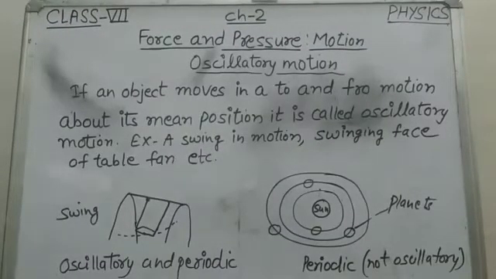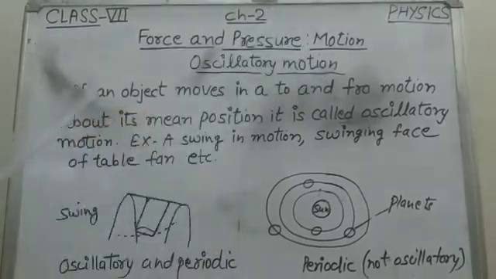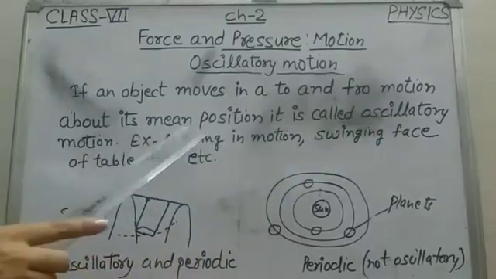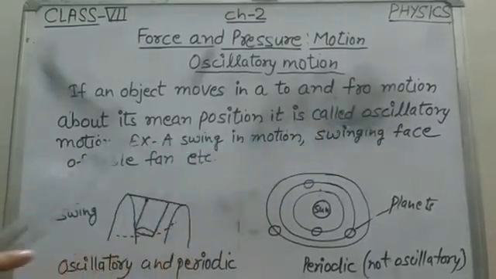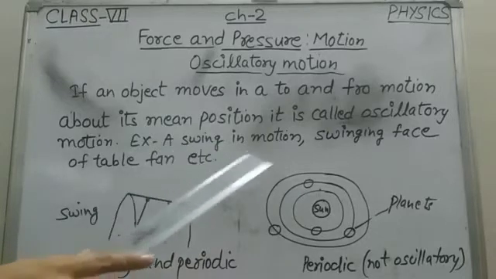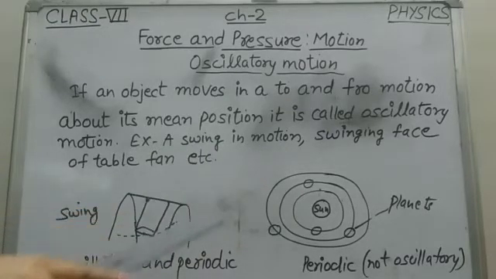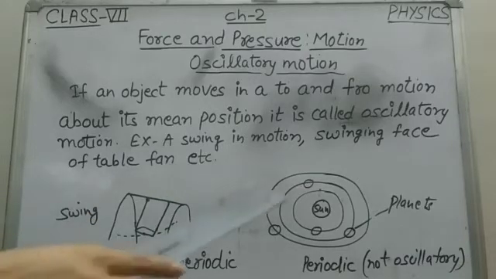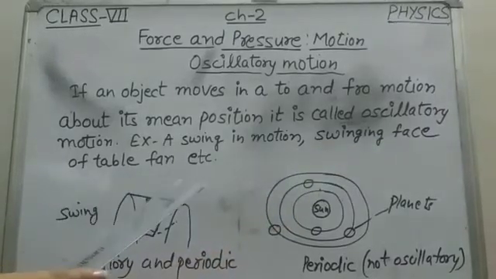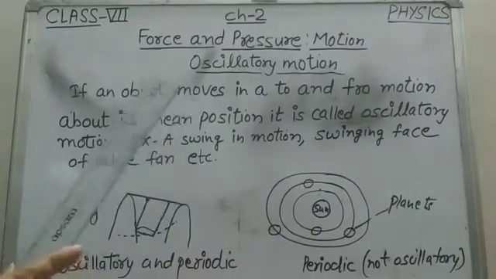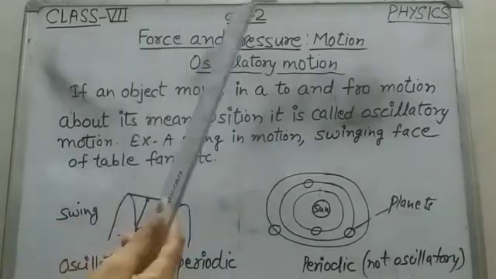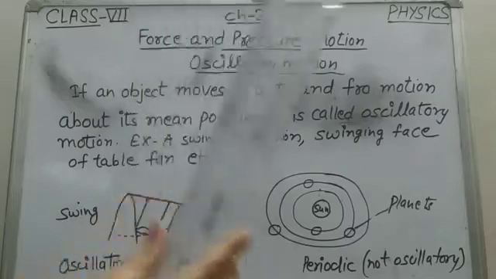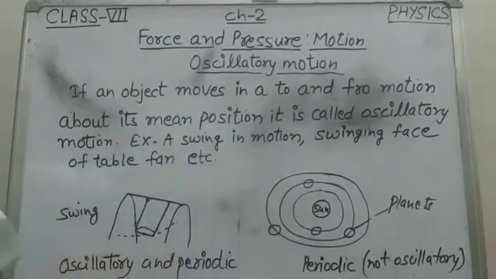Now, the next one is oscillatory motion. If an object moves in a to and fro motion about its mean position, it is called oscillatory motion. For example, a swing in motion. It moves to and fro about its mean position. Same as the swinging face of a table fan. I am not talking about the blades of the fan. When the fan moves about its mean position like this, that is an example of oscillatory motion.